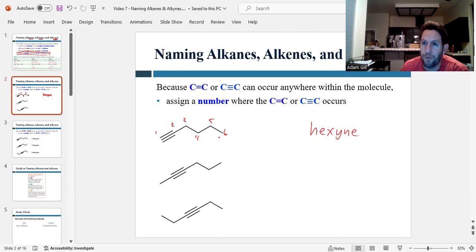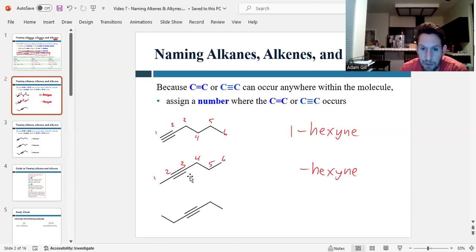But we want to specify where the triple bond occurs because it could be at the end of the molecule, it could be kind of in the middle, or it can be totally in the middle. And so we put a number where the triple bond starts. So in this case, it starts at carbon number 1. So this would be 1-hexyne. Now the next one here still has 6 carbons, so it's also hexyne.